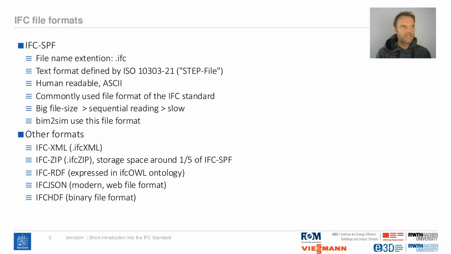Other formats are IFC-XML, IFC-zip, IFC-RDF, IFC-JSON, and IFC-HDF. So IFC-zip, when you use this file format instead of the text file format SPF, you can save around 4/5 of the storage space. JSON is a modern web format, and HDF is a binary file format, so also smaller and more performant, but also more complicated and not readable by humans.